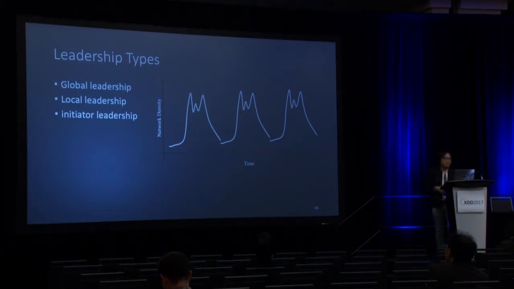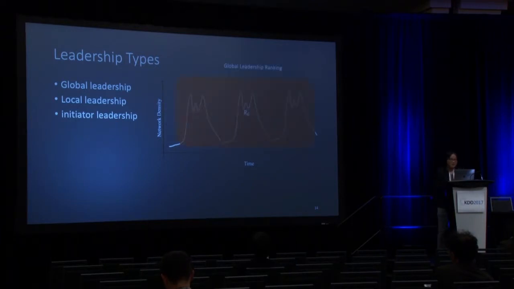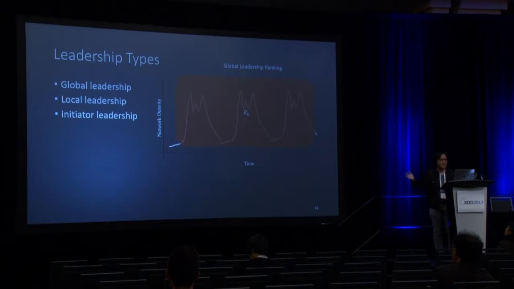So we have 3 types of leadership here, starting with global leadership. Suppose we have a time series of network density like this. Global leadership is the way that we find who is a leader when we look at the entire time series.